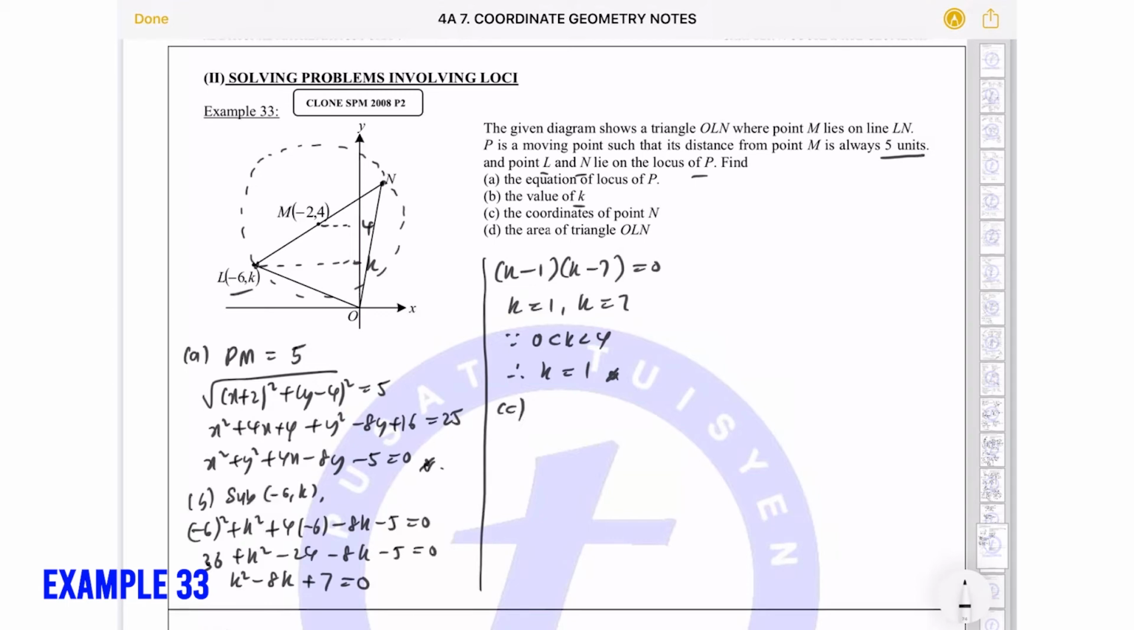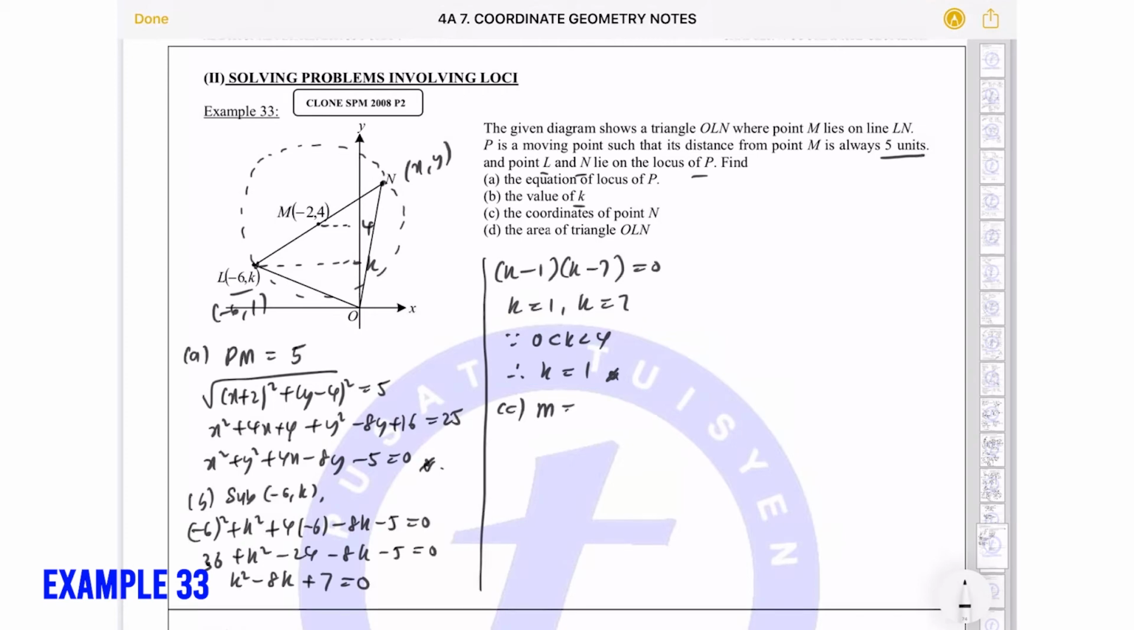Okay, now next one, part C. How do you find coordinate point M? Now we know by now if this is a locus, P is a locus of a moving point, it's a circle, and M is your center of the circle, L and K is your diameter. So let's say M is an unknown, we call it x, y. We know L is -6 and k is 1.